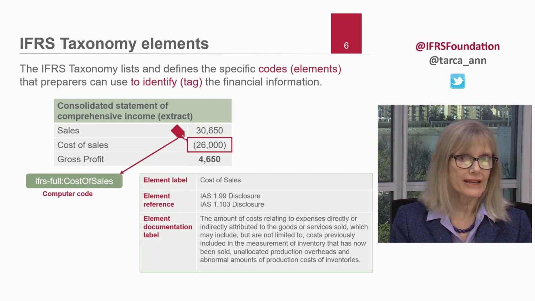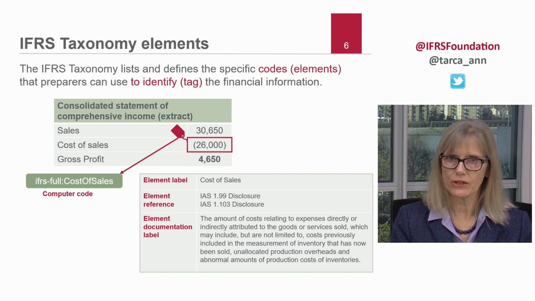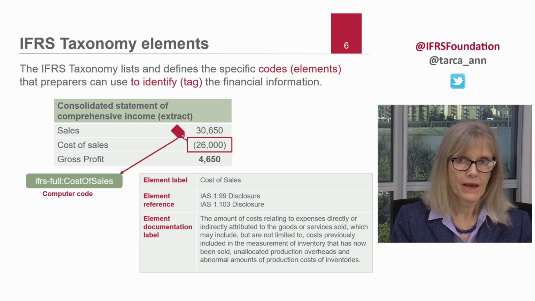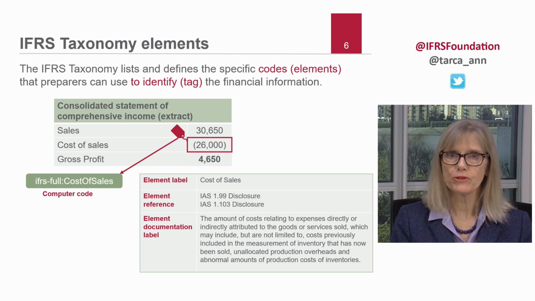In addition to providing element labels, the IFRS Taxonomy includes other attributes, such as the element reference and the documentation label, to help preparers understand the accounting meaning of the element. As you can see, the element reference identifies the content area that the element is sourced from. In this case, the cost of sales element is sourced from the disclosure requirements in paragraphs 99 and 103 of IAS 1. The documentation label provides a description of the information that can be tagged with this element.